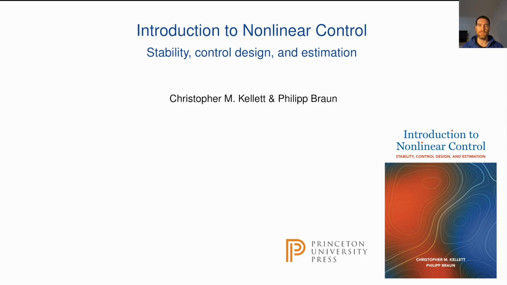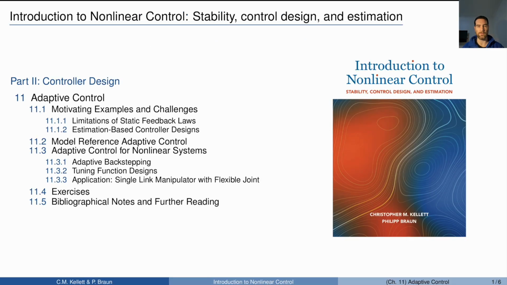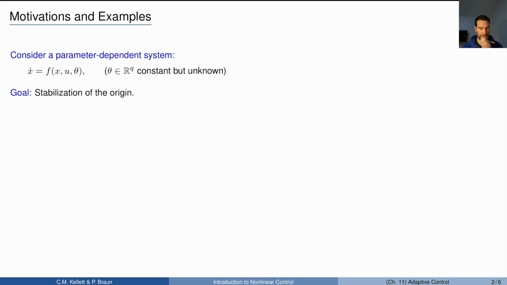Welcome back to this video series where we continue to talk about content in the book Introduction to Nonlinear Control. And in particular, in this video, I'm going to talk about content in chapter 11, giving some initial ideas about adaptive controller designs. And I want to start with a simpler example of an adaptive controller design for a very specific dynamical system.